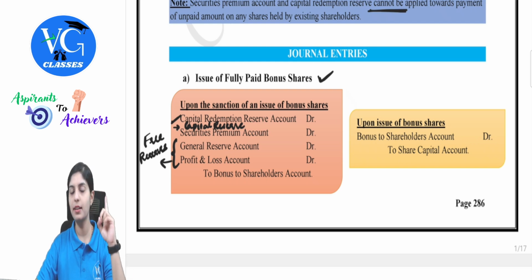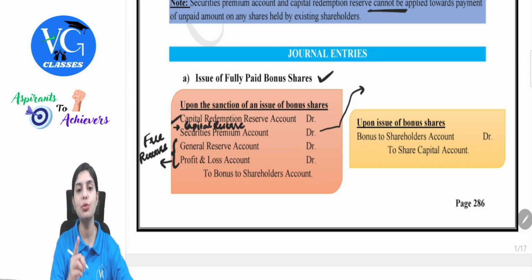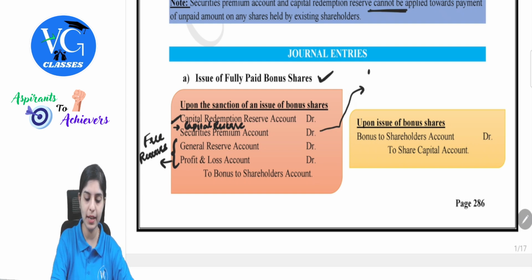So first, capital redemption reserve, first priority. Second priority is capital reserve. Third case, securities premium account. Here there is a specific scenario. We will understand whether the issue of bonus shares is proposed by a listed company or a company other than a listed company. Now, what does it matter, ma'am?